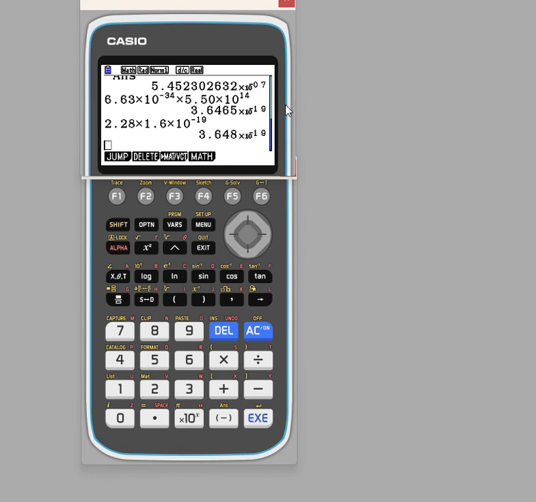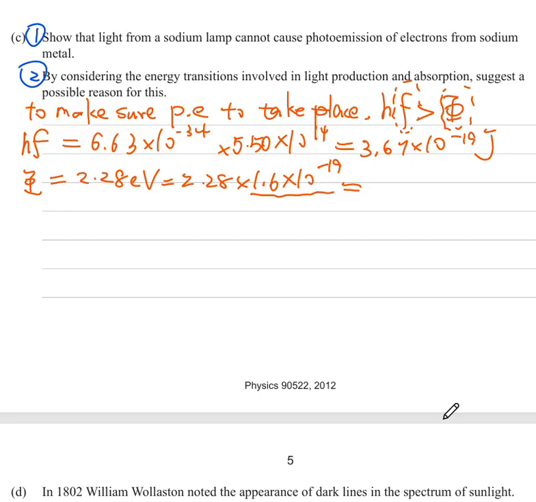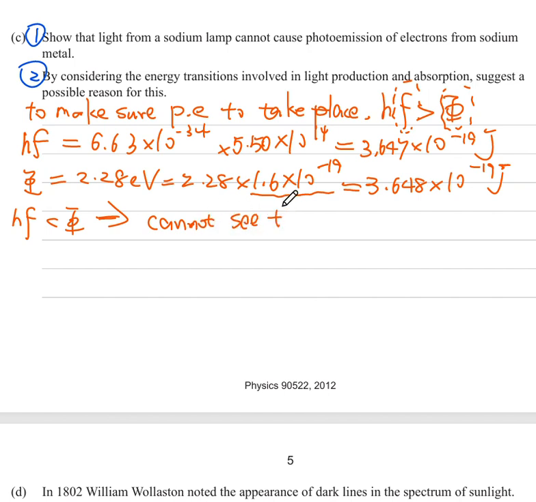Let's correct this to 3 decimal places. It is going to be 3.647, maybe I wrote it a little bit wrong, and this one is going to be 3.648 times 10 to the power of negative 19 joules. So we have hf is less than phi, so we can't see the photo emission. If I were to put words in here, I would write something like this.